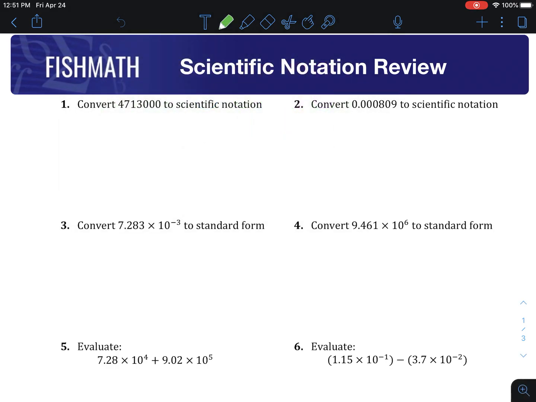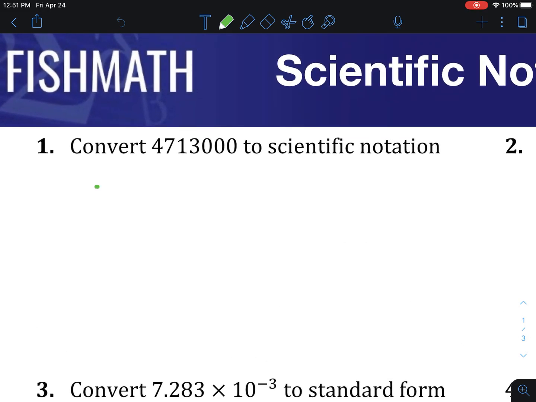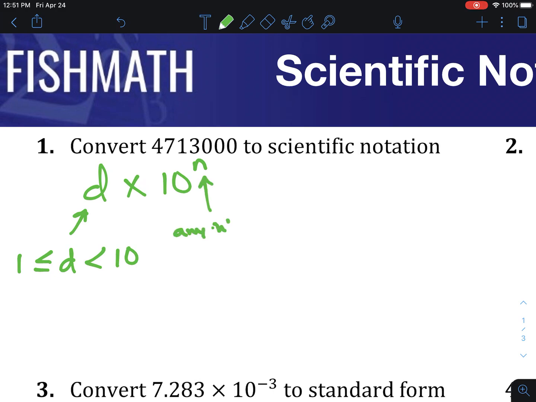So first you need to know what that is. Scientific notation is a number, usually we call it d, times 10 to some power n. So d has to be less than 10, and bigger than or equal to 1. Okay, it can be 1, but it cannot be 10. And then n is any integer. So it could be positive, could be negative, could also be 0, but we're not going to have decimals there.